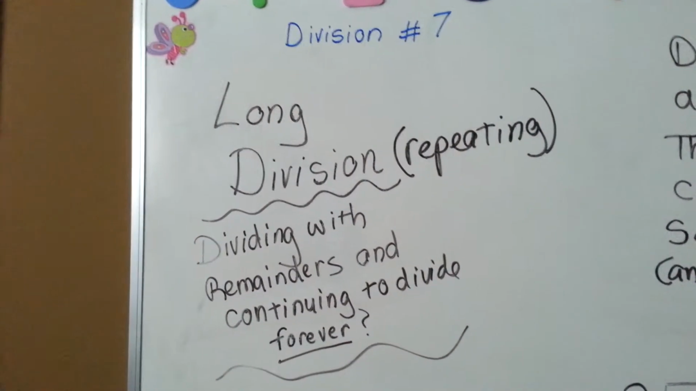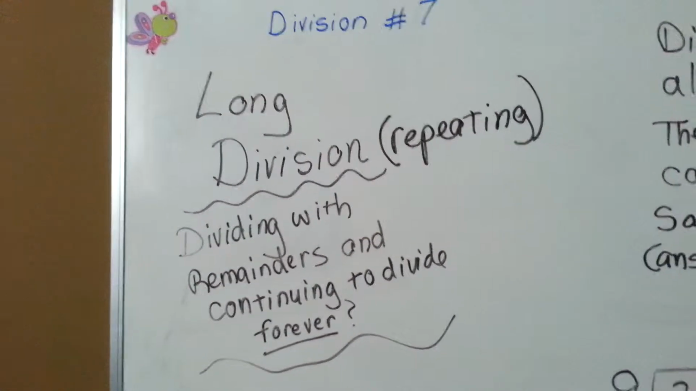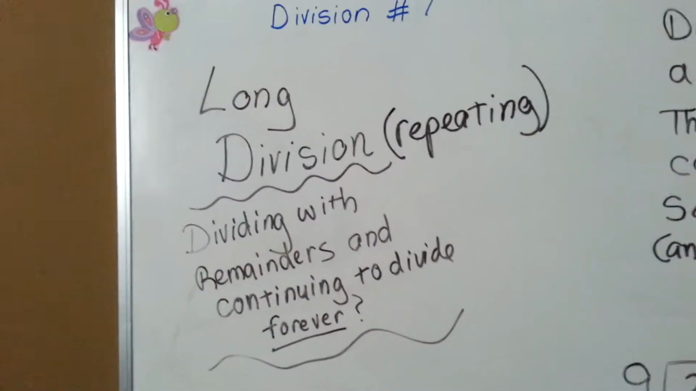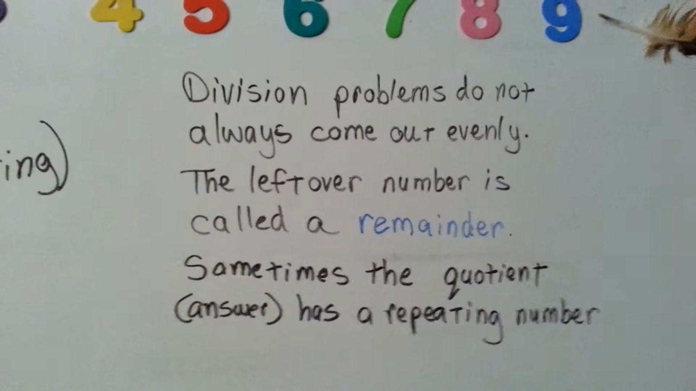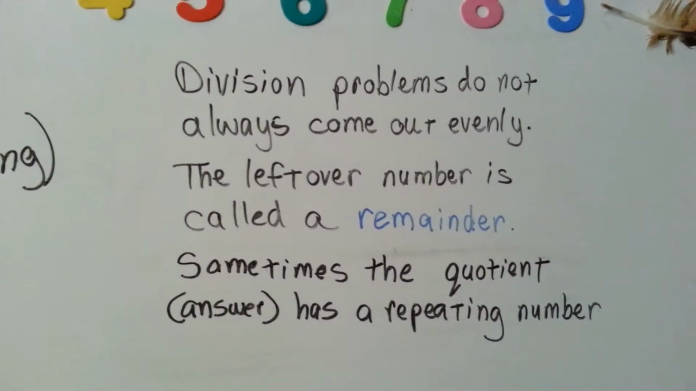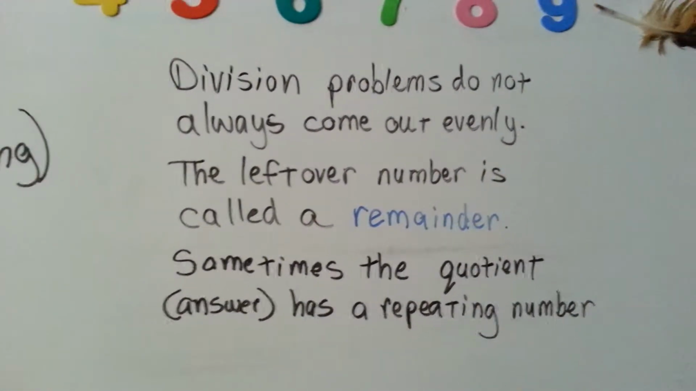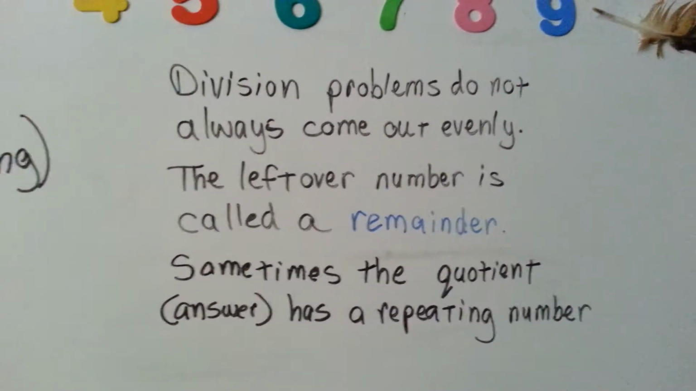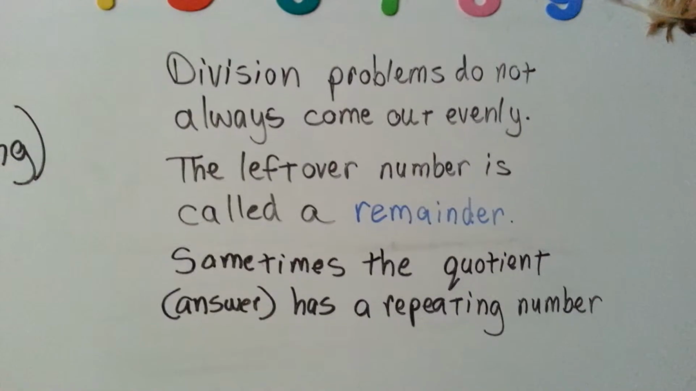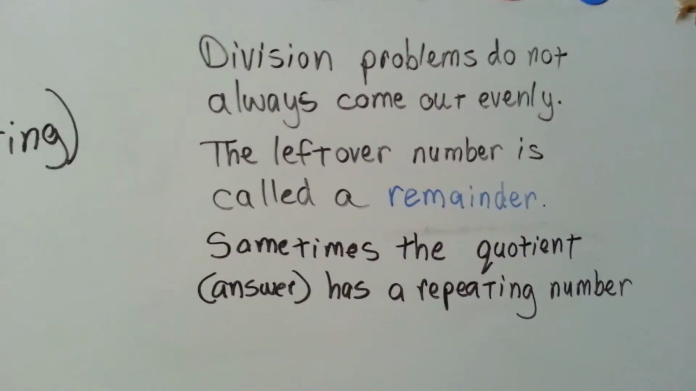Long division, dividing with remainders and continuing to divide forever? Well, sometimes division problems do not always come out evenly. The leftover number is called a remainder. But if we want to do long division and not have a remainder, we would keep dividing by using a decimal point and zeros. Sometimes the quotient, the answer, has a repeating number.